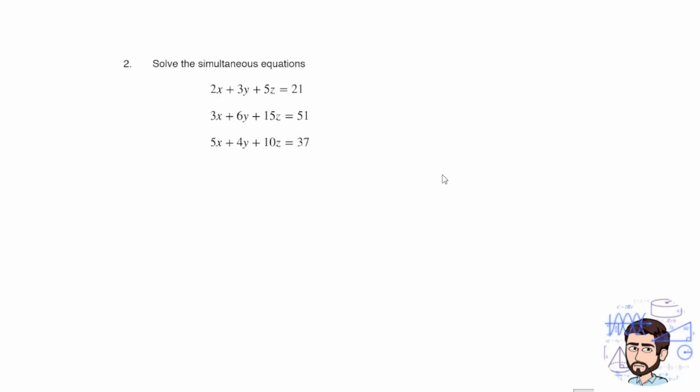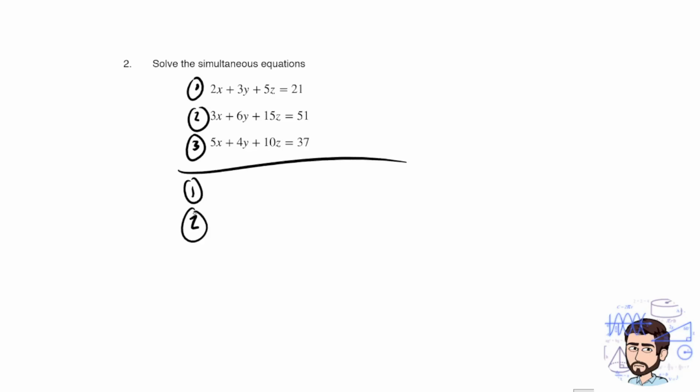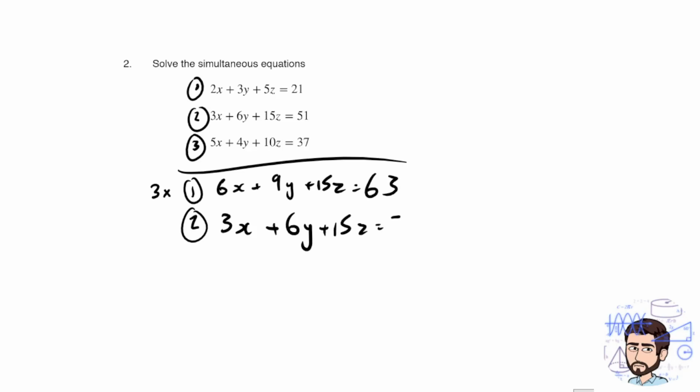So again, solve simultaneously. I'm not going to read them all out in this one, but I'm going to go through the same process. So I'm going to call this equation 1, this equation 2, and this is going to be equation 3. Now, in this one, I might eliminate the z's because we've got 5, 15, and 10. So I'm going to pick equation 1 and equation 2 again, and I'm going to do 3 lots of equation 1. So I'm going to get 6x plus 9y plus 15z is equal to 63, and equation 2, just to rewrite it out, is 3x plus 6y plus 15z is equal to 51.